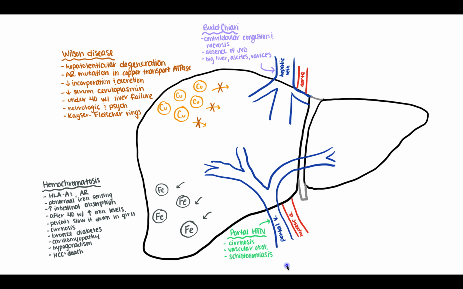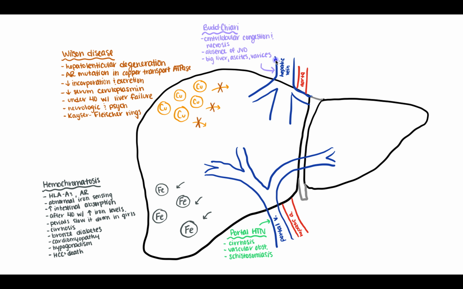So here I have a picture of the liver. We have the portal vein and hepatic artery down here. So this would be the portal system. And this is where you would have portal hypertension. So say you have a patient with liver cirrhosis, maybe a vascular obstruction, or schistosomiasis, which is one I always forget. It would be down here in this portal system, down underneath the liver, versus the top of the liver that would drain the liver into the IVC.